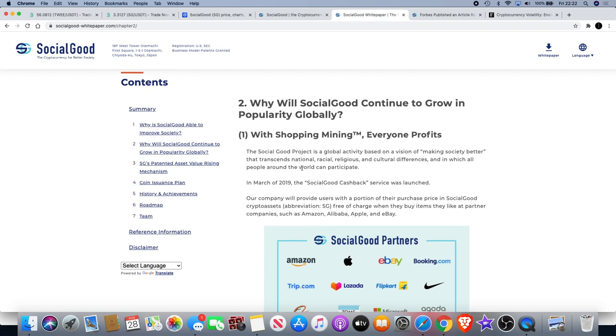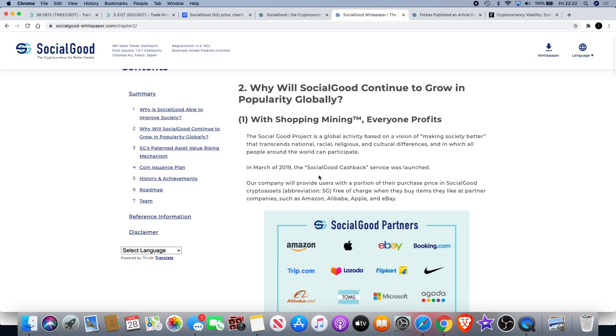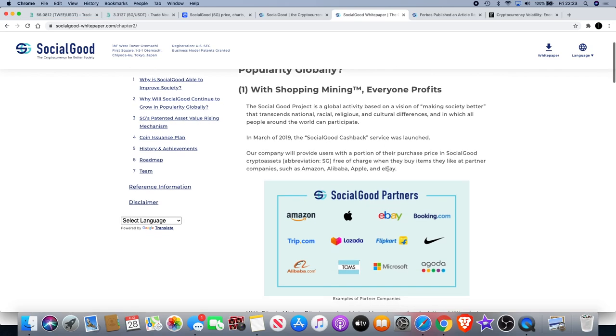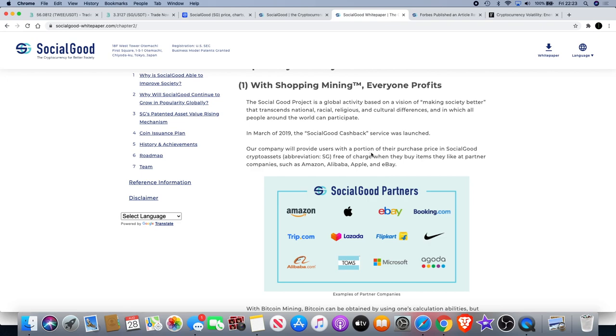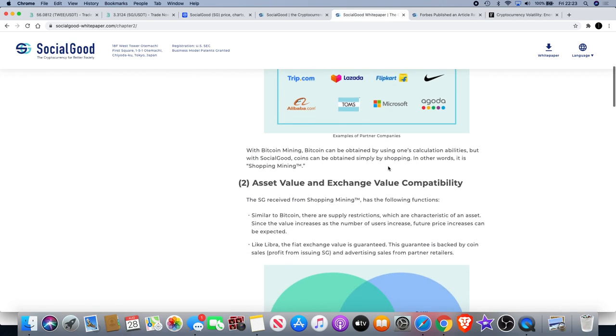Okay, so the Social Good project is a global activity based on a vision of making society better that transcends national, racial, religious, and cultural differences, and in which all people all around the world can participate. In March 2019, the Social Good Cashback Service was launched. Our company will provide users with a portion of their purchase price in Social Good crypto assets, free of charge, when they buy items they like at partner companies such as Amazon, Alibaba, Apple, and eBay.